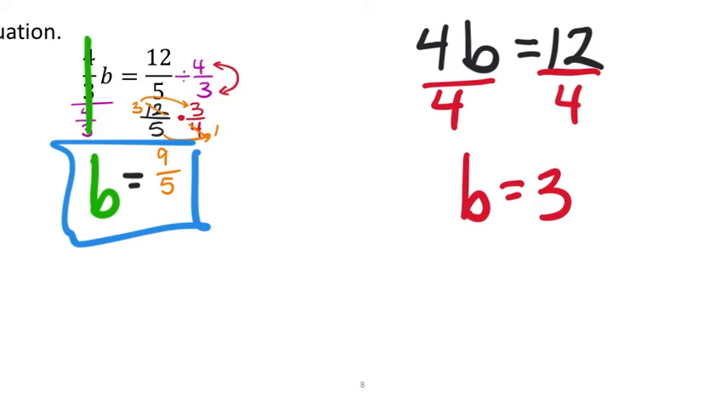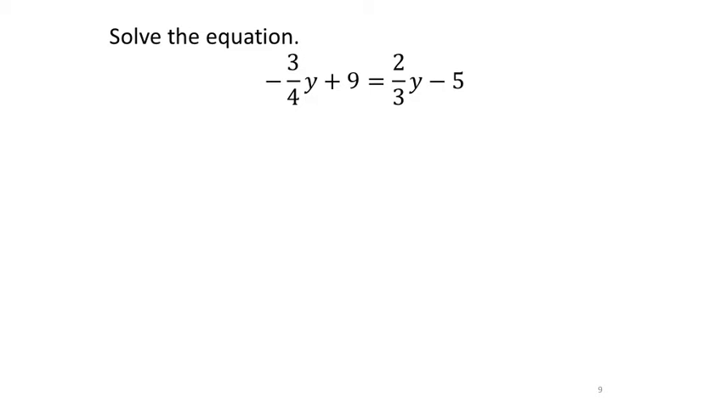Remember, we're going to see some bigger problems now, right? So we're going to solve this equation. Negative 3/4 y plus 9 equals 2/3 y minus 5. Let's go ahead and get started on this one. There are a couple different ways to do this, but I'm going to stick to the way that we did it last time in class, okay?